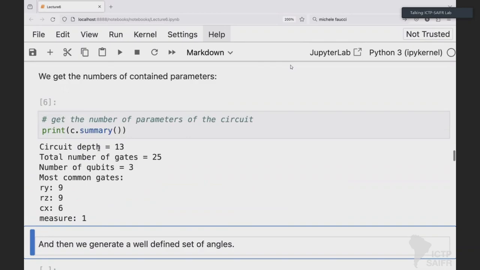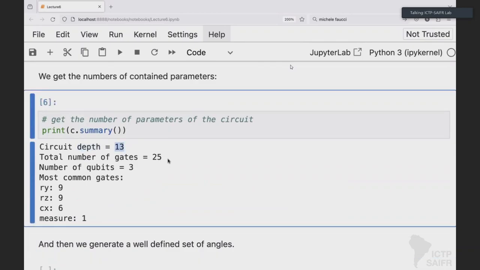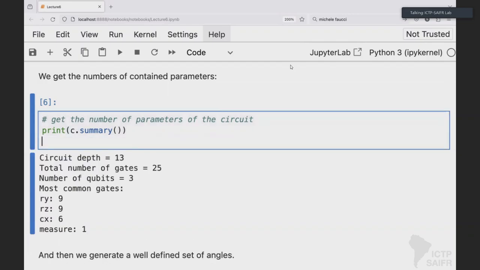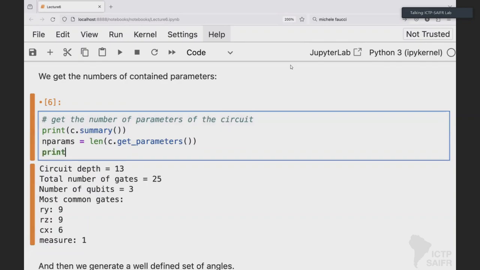And we see there is a depth of 13, total number of gates 25. And next, we can compute the number of parameters. So if you know that there are 9 rotations over Y and 9 rotations over Z, we should expect to see 18 parameters. So we can go upstairs here and try to do this computation by setting n params equal to the length of c.get params this way, and then we can print the number of parameters.